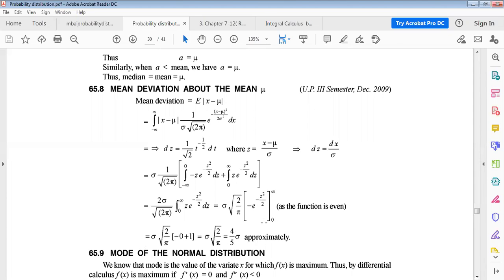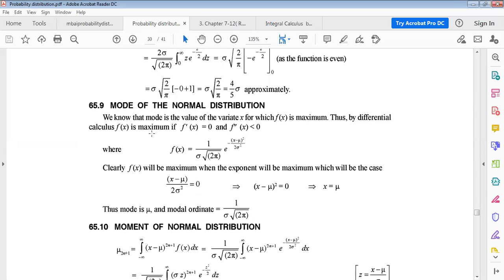Just putting z equals 0, here we get e to the power 0. E to the power 0 means 1. And this minus and the integral minus will become plus 1. So we get sigma into root over 2 divided by pi. This is approximately 4 by 5 sigma, approximately can be written as this. Actually this is the mean deviation we have proved. This is very important for you.